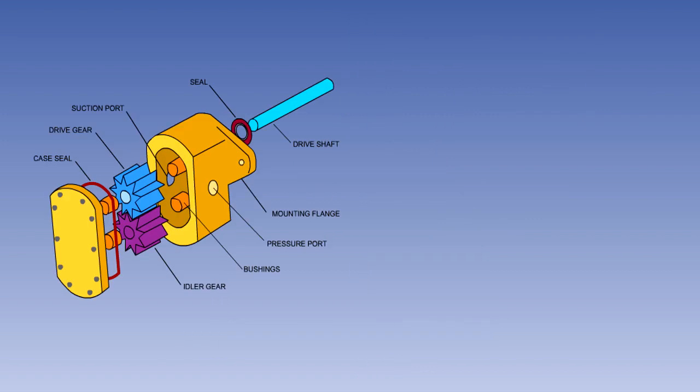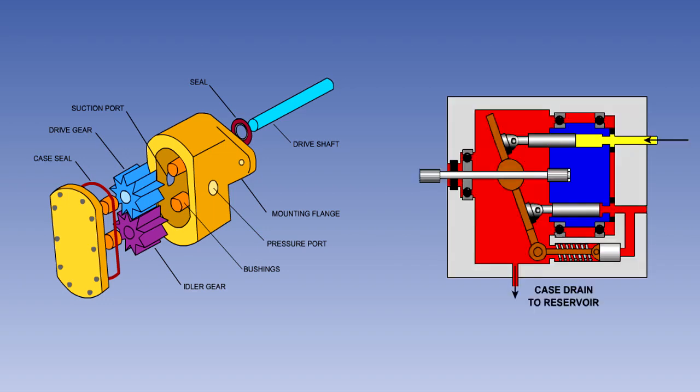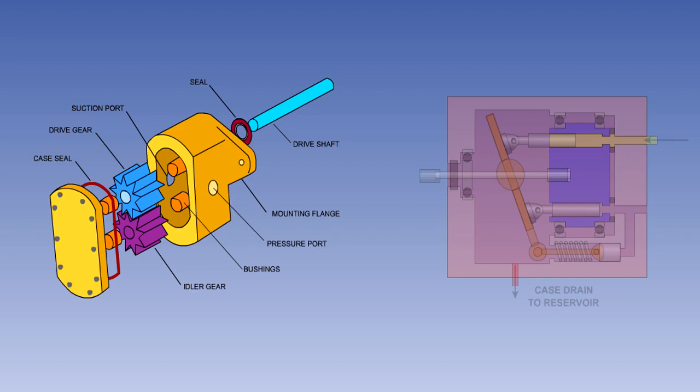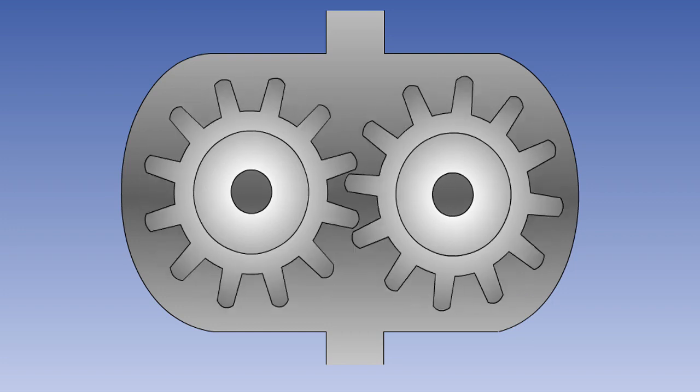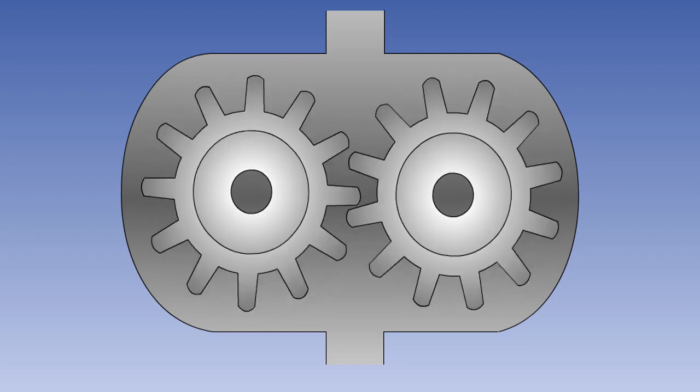There are two types of powered pump in common use. They are the constant delivery fixed volume type and the constant pressure variable volume type. We will look first at the constant delivery fixed volume pump. A typical example of this type of pump is the spur gear displacement pump, shown here.